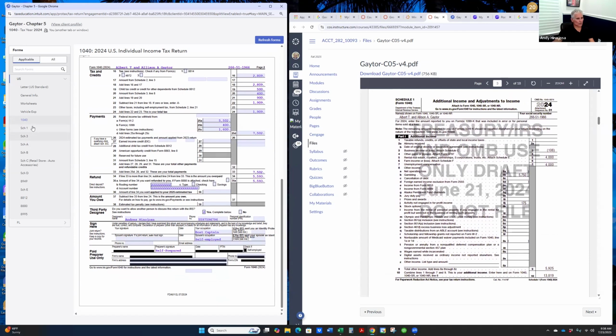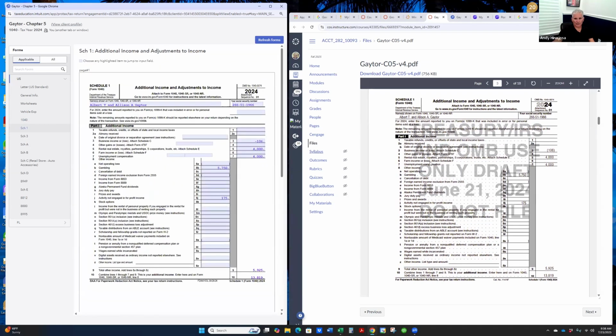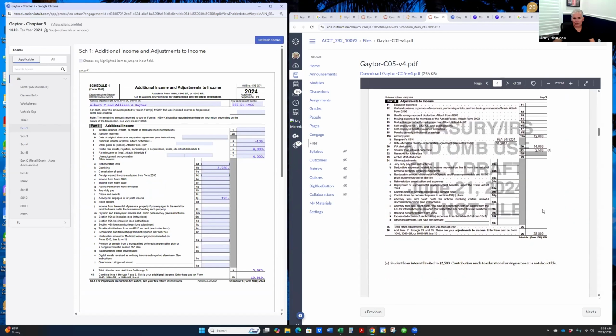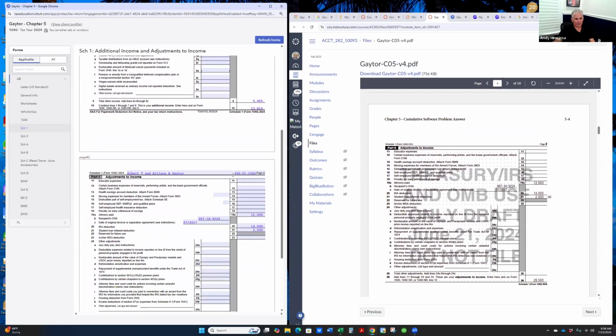This is going to be Schedule 1. We'll click on Schedule 1. Negative 106, 4,000, 4,000. There was this gambling, 5750. We already had that. Activity not engaged for profit, we had already entered that. So this is income. We didn't make any changes to the income, but it was on page 2. Adjustments. We did make some adjustments here.